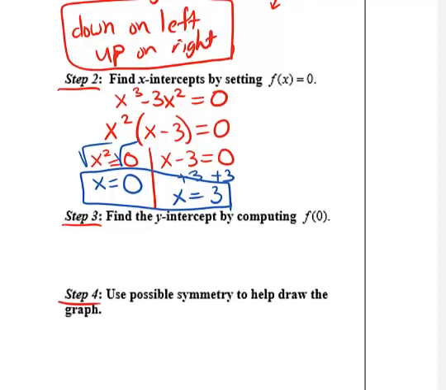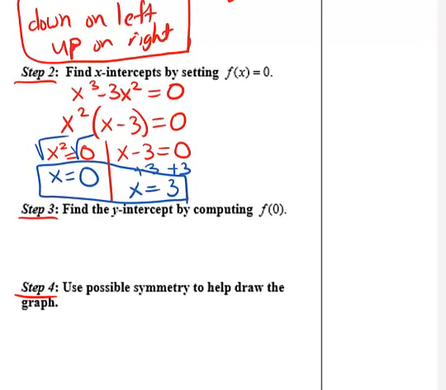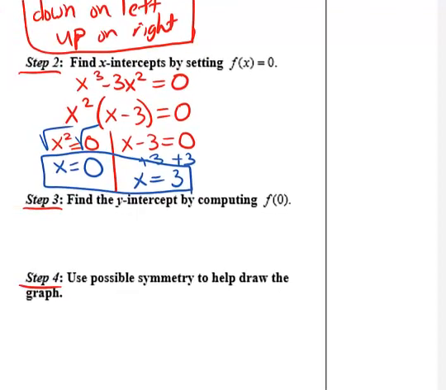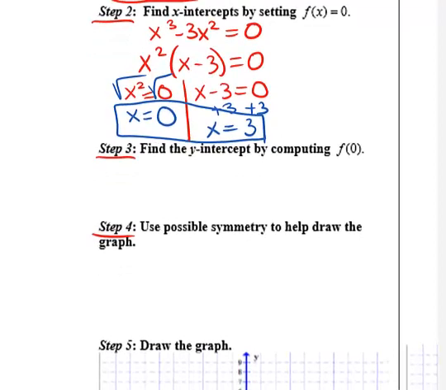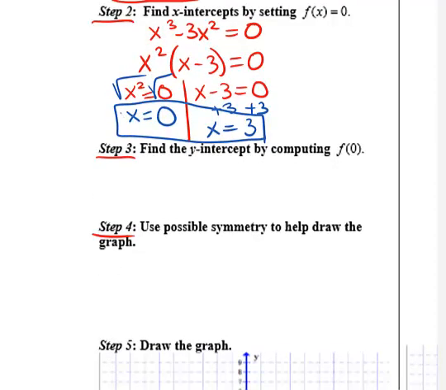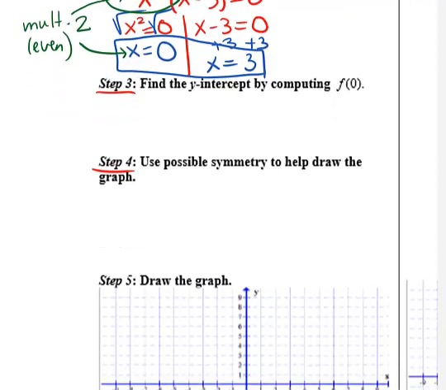Alright, and then it doesn't say it now, but we do want to use the multiplicity to figure out whether these cross the x-axis or touch the x-axis. So they didn't really mention that, but we should do that. X equals 0 came from this factor here. So it has multiplicity 2, which is even. So the graph is going to touch the x-axis but not pass through.